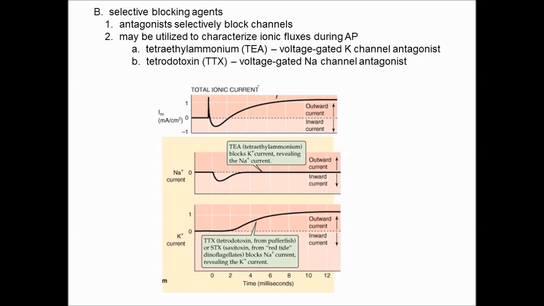And this is trying to show you what these do. This is the sum of all the ionic current that occurs during an action potential. You have an initial inward flux due to sodium, and then a later outward flux due to potassium. It's not ion specific, it's just showing you the total current when ions move through a membrane after an action potential. If you give TEA to a neuron before you stimulate an action potential, you'll only have sodium current. So TEA blocks the potassium channel.